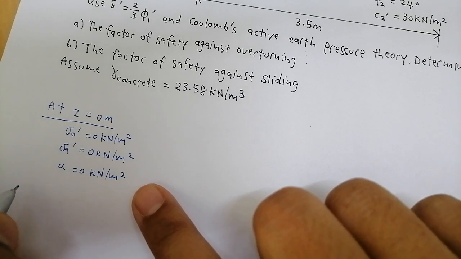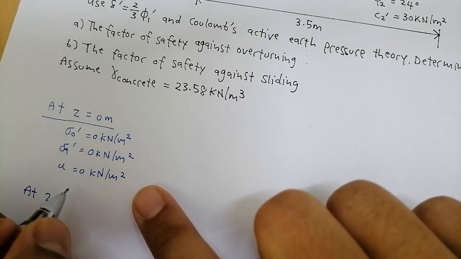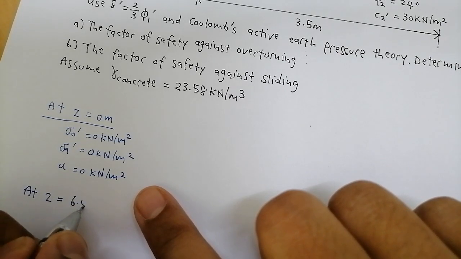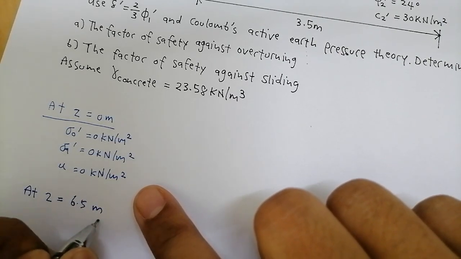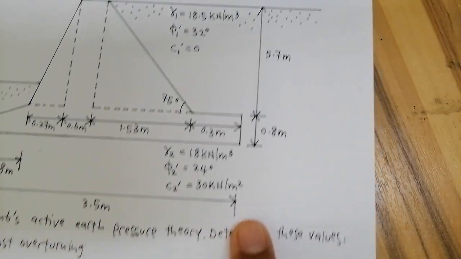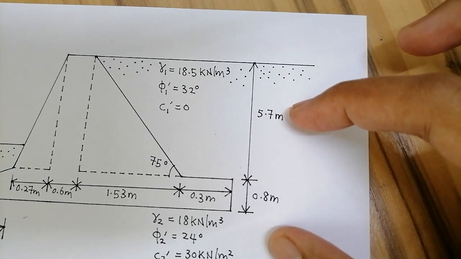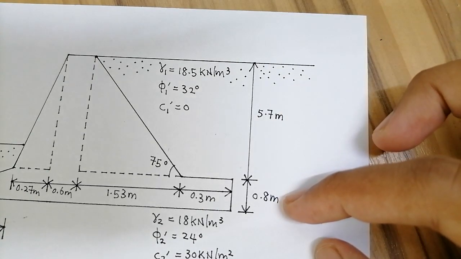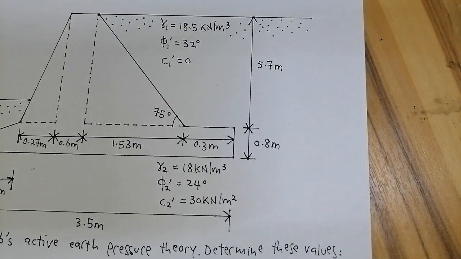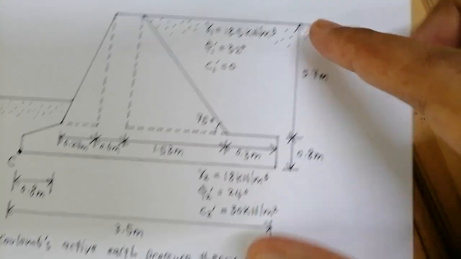All right, so next at Z equals 6.5 meter. Where did I get this 6.5? It's from here, the total height of the retaining wall. So 5.7 plus 0.8, it is 6.5. Okay, so we want the total height of the retaining wall.